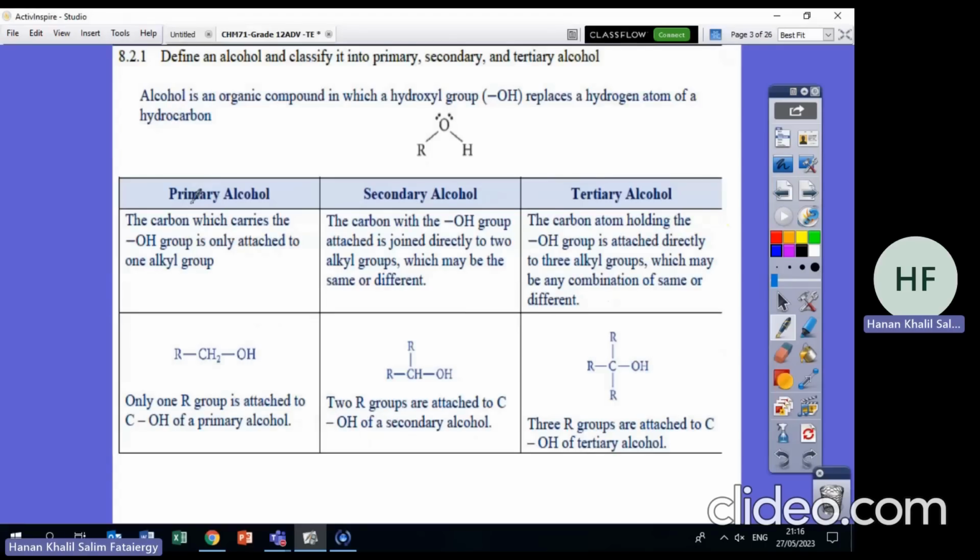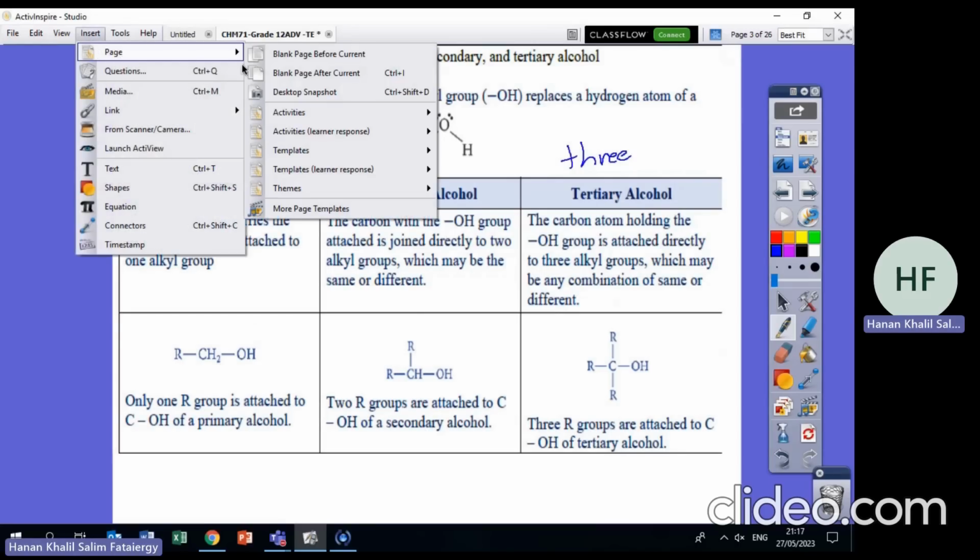Alcohol. We have 3 different types of alcohols. We have primary, secondary, and tertiary. Once I say primary, which number comes to our minds? Number 1. Secondary means 2, and tertiary means 3. Now, what is 1 and what is 2 and what is 3?